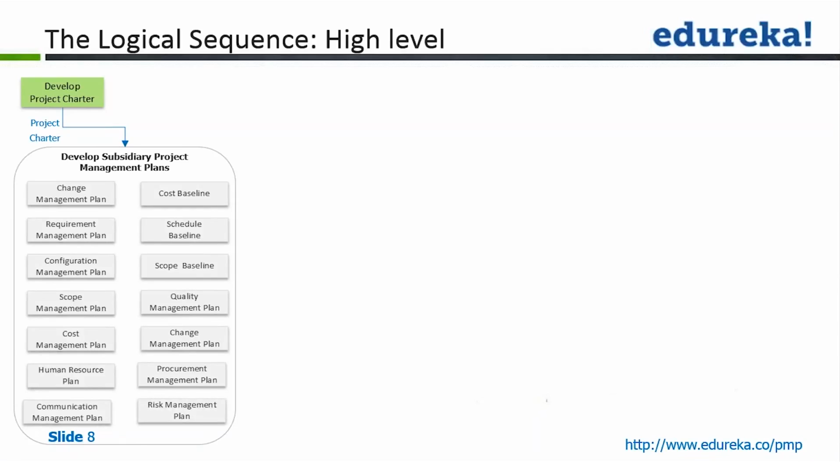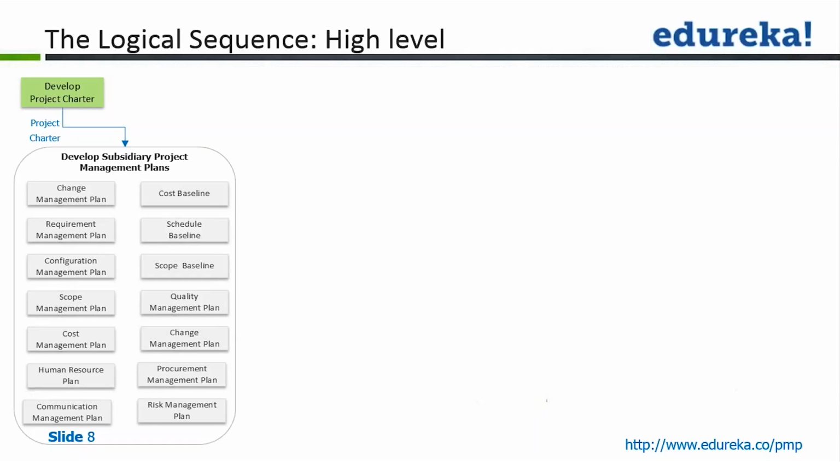That can be your change management plan, requirement management plan, configuration management plan, scope management plan, cost management plan, HR plan, communication management plan, cost baseline, schedule baseline, scope baseline, quality management plan, procurement, and risk management plan. The list is not limited to these plans only. There may be some other elements as well. So what I meant to say here is the team will work in tandem. They will have to do the trade-off here.